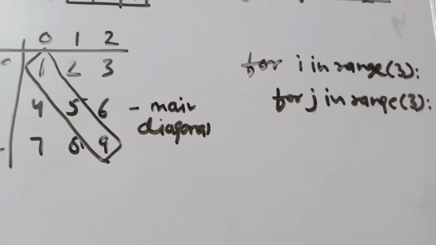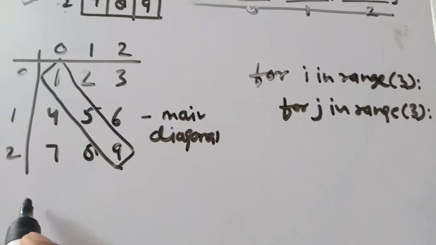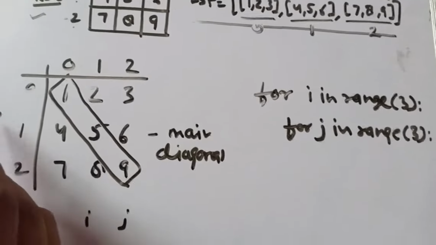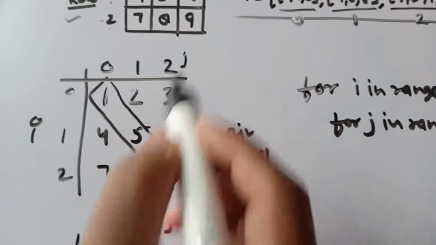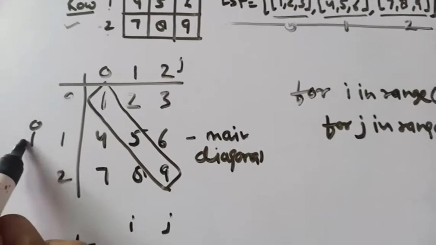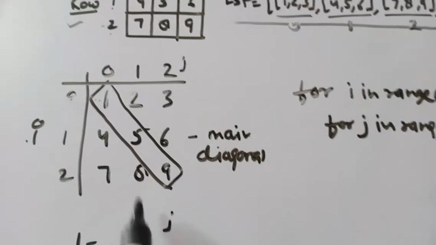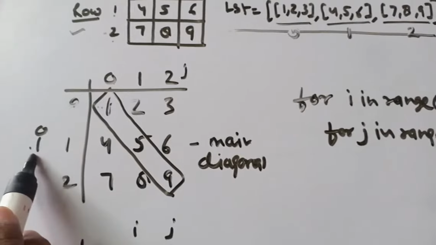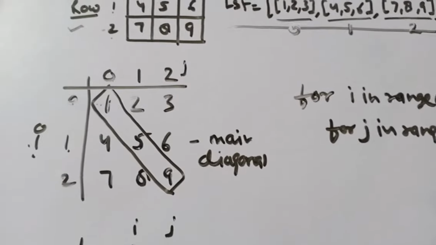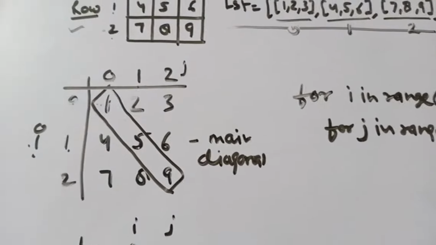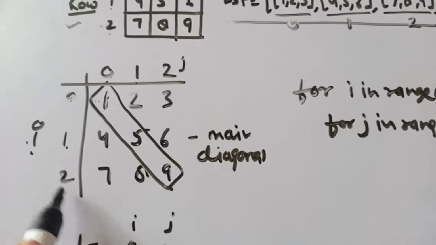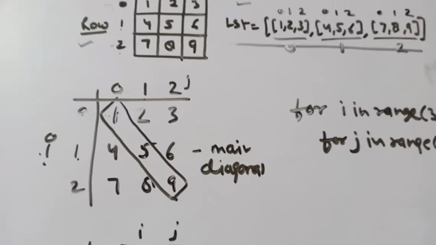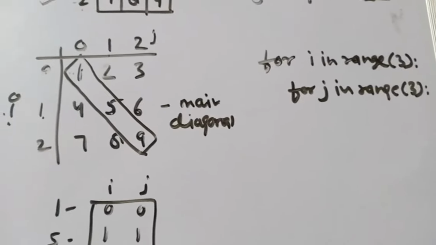Now we are finding the logic to test the elements. The value 1 lies at, this is represented by I and this is represented by J. The value of I for 1 is 0 and for J is 0. For the value 5, the address for I is 1 and for J is 1. For the value 9, the address of I is 2 and for J is 2. These are the addresses of the values 1, 5 and 9.